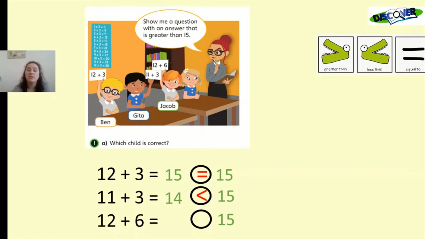No, you're right. She found a sum that was less than 15. So it's not Geeta. Right, let's check our last one of Jacob's question.